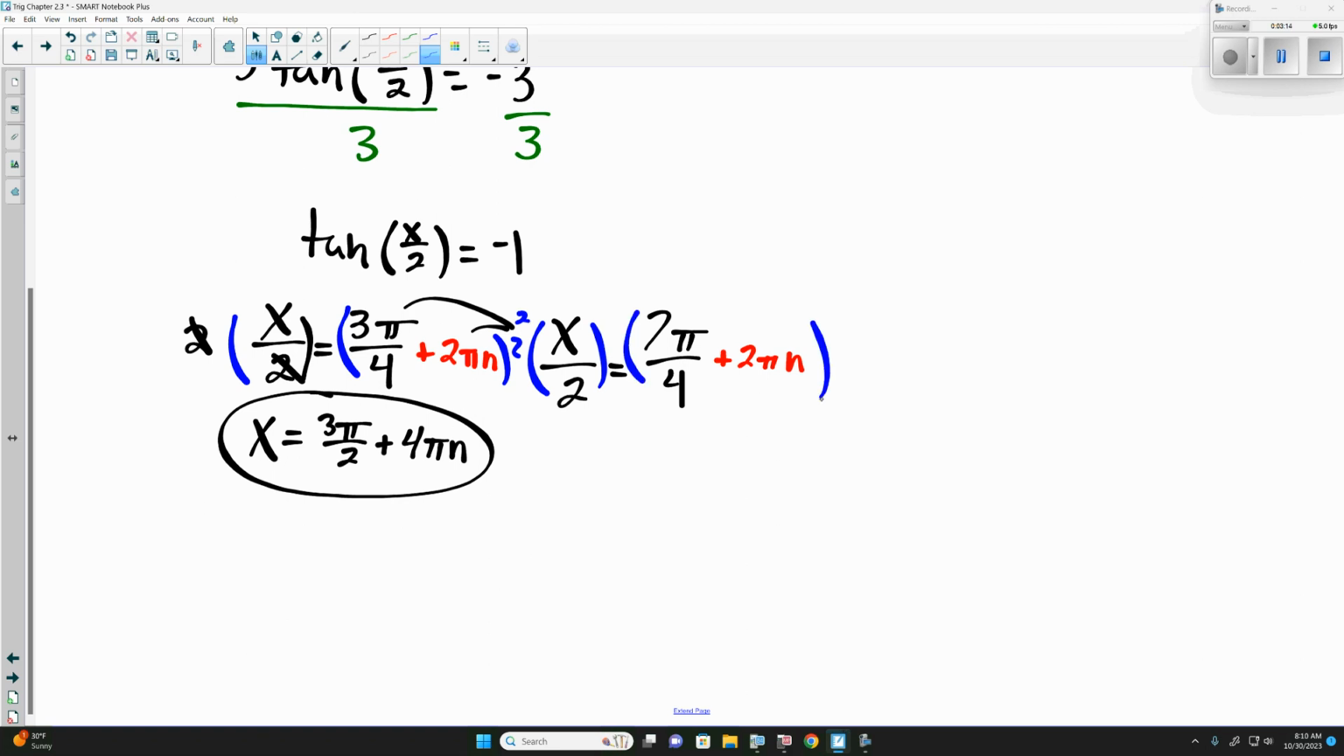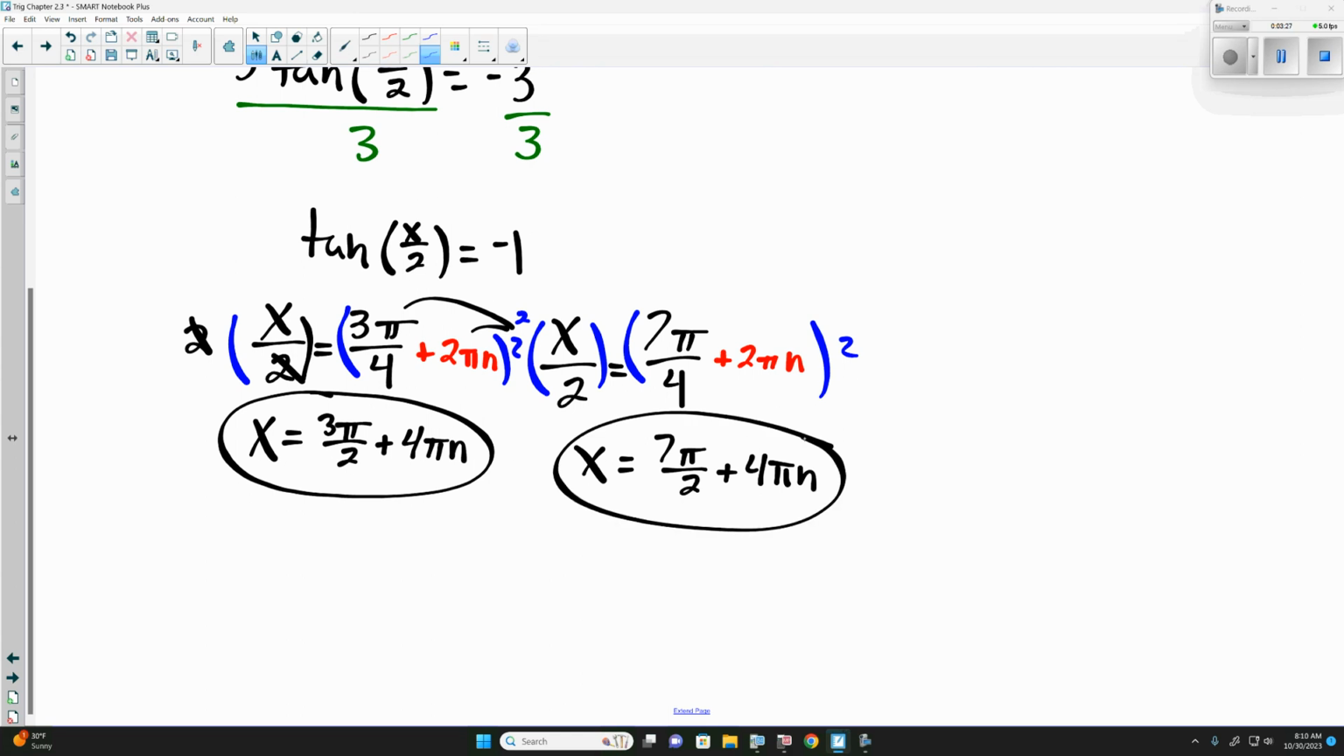We'll do the same thing to the other equation. Multiply by 2, which tells us x is equal to 7 pi over 2 plus 4 pi n. And that's it. Questions on this here?